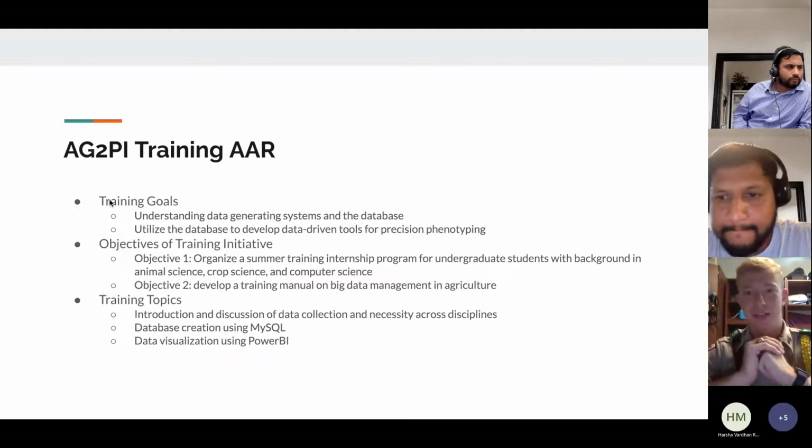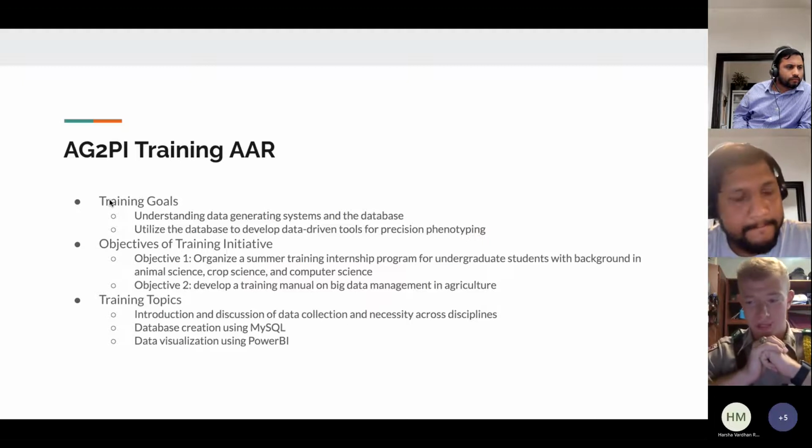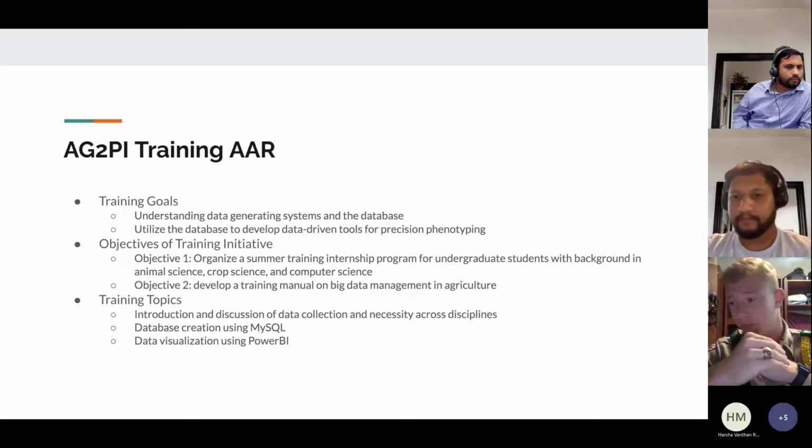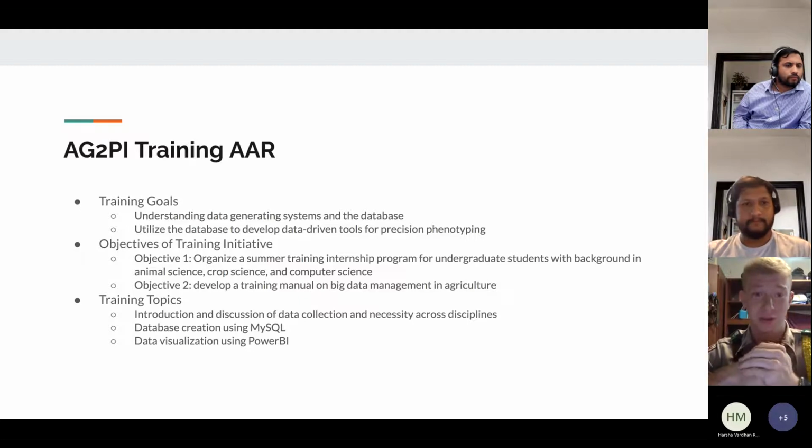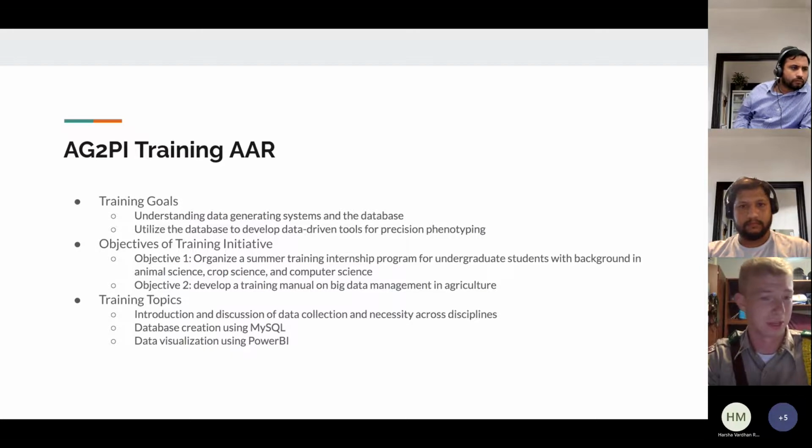So I understand that you wanted to hear a little bit about what we thought of the internship, what we can improve, what we should sustain. And so I created a little AAR, a little after action review. It's a tool that most militaries use. So our training goals are to understand generating systems in the database and to utilize the database to develop data-driven tools for precision phenotyping. These were the two goals for us students.